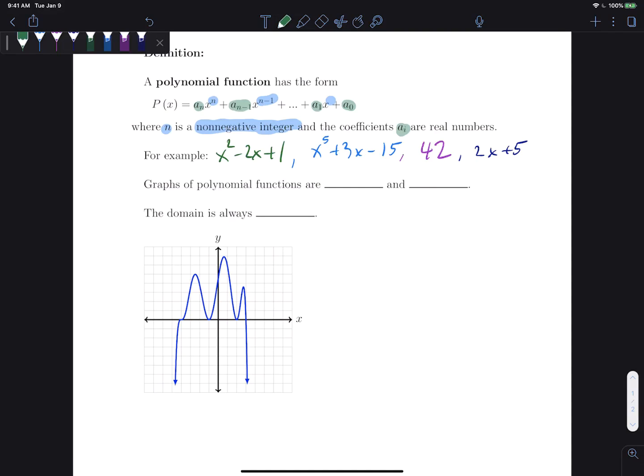Now, polynomial functions are smooth and continuous. Smooth means that there are no sharp edges, no jumps in the graph, and no holes in the graph or anything like that. Continuous means that there are no jumps in the graph, and you can basically draw it by never picking up your pencil. Now, the domain is always all real numbers, negative infinity to infinity. And the reason why, again, is that we're missing the even indexed radicals or the rationals.